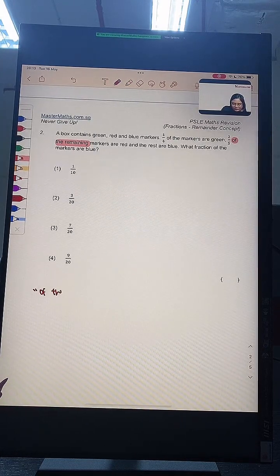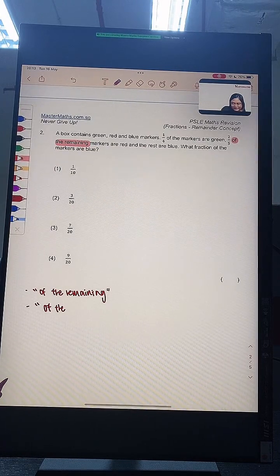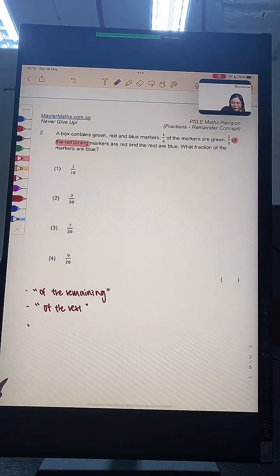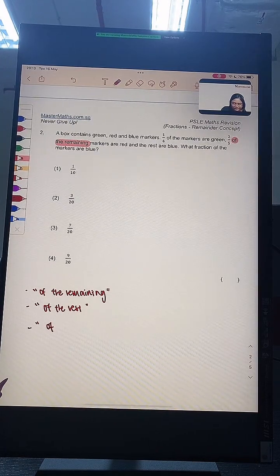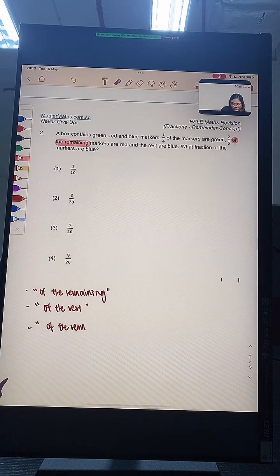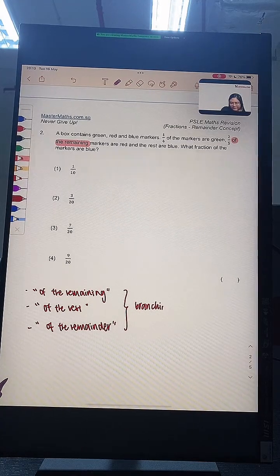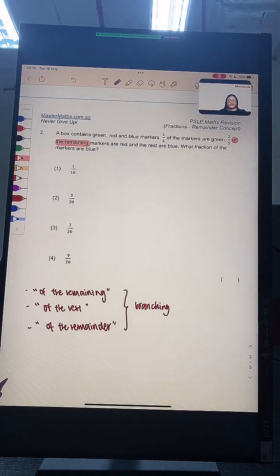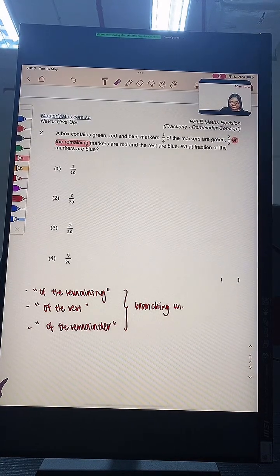When you see of the remaining, or when you see of the rest, or when you see of the remainder, basically they all mean the same thing. What you want to think of is the branching method. The branching method is actually a very useful way for you to solve fractions involving the remainder concept.